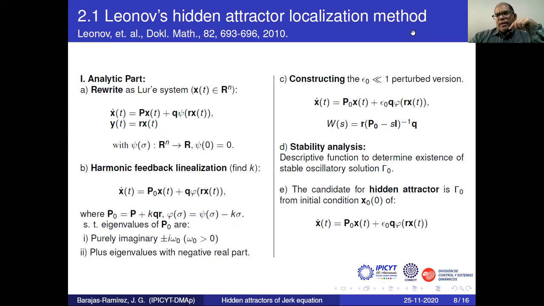So you have epsilon zero, which is very, very small, and then you do a very basic stability analysis of the linear perturbed system to try to identify if a stable oscillation is possible. And if a stable oscillation is possible, you keep that as the initial proposal for the hidden attractor. This is capital gamma sub zero.